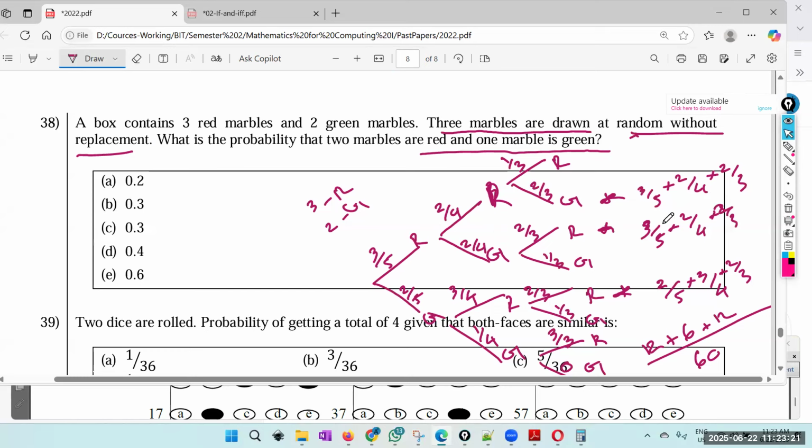So that is 12, right? This is also 12. So 12, 12, 12, 36. 36 divided by 60, right? That is 0.6. Answer is E.